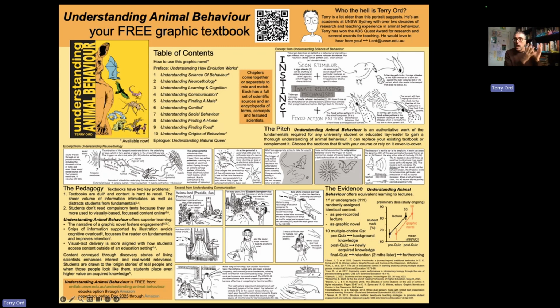And again, Understanding Animal Behaviour, which is a free graphic textbook, is available to you through that QR code. Scan it, go to the download page, pick which chapters might work for you, and go ahead and use the resource.